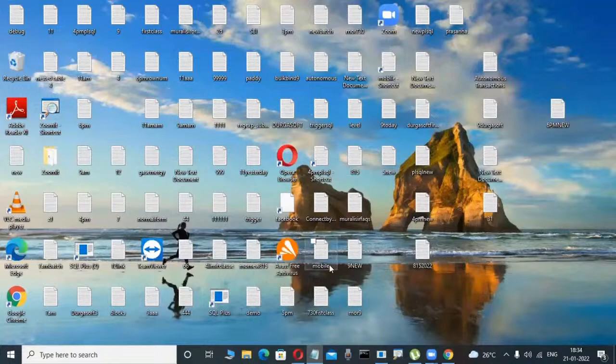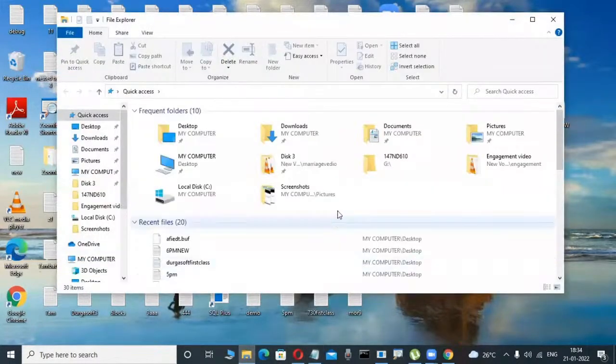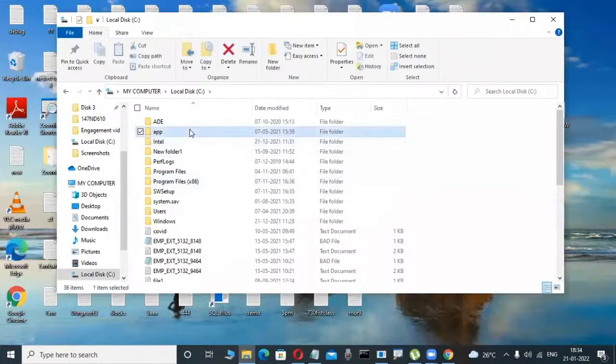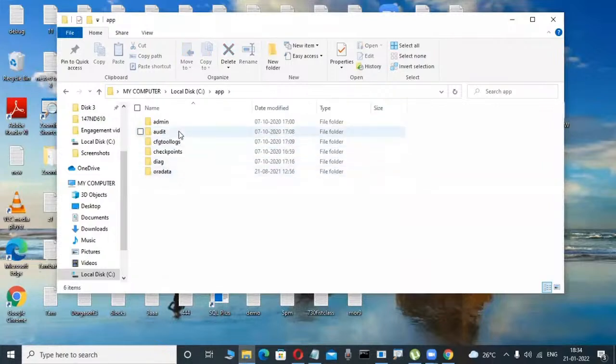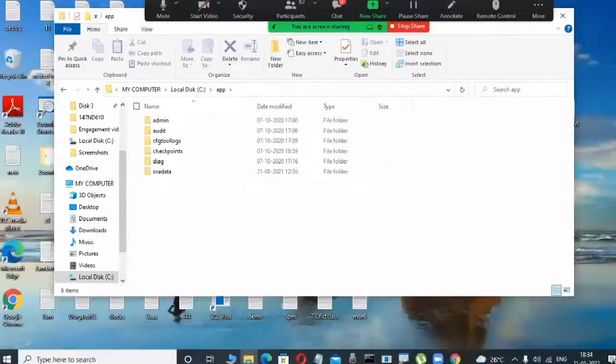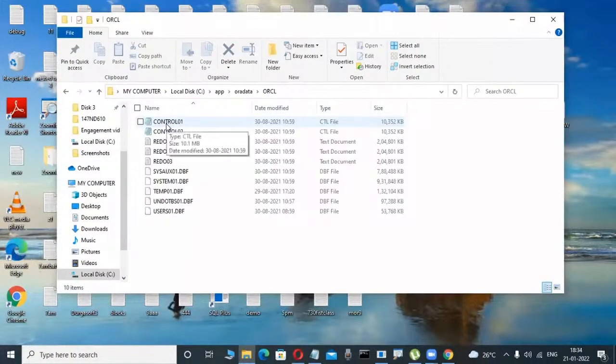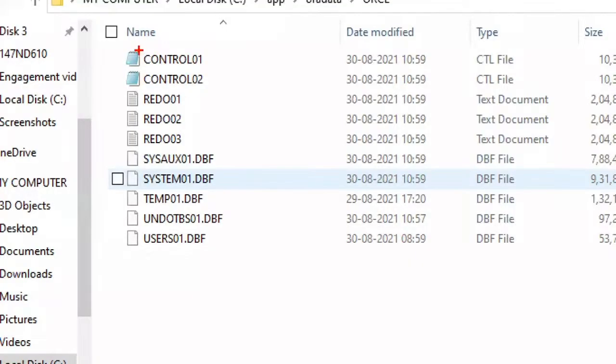Suppose a Windows operating system is there, where Oracle is installed. In that location, I try to view, for example, in C: where the Oracle is there. Those are all directories, folders. Here: Oracle, Oradata, ORCL. I'm observing only. Now in C:, I installed my Oracle software.